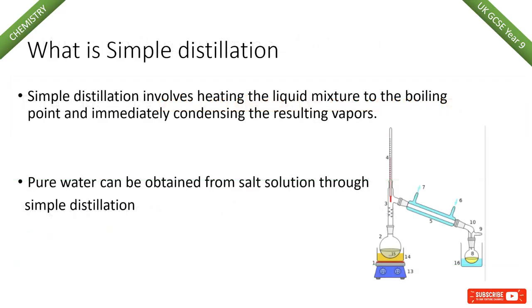What is simple distillation? Simple distillation involves heating the liquid mixture to the boiling point and immediately condensing the resulting vapors. Pure water can be obtained from salt solution through simple distillation. So it's a whole test you can do where you heat the liquid with the chemicals you don't want, and then the condenser will cool it down, and it will release the vapors. Then, in another flask, you will get the chemical that you need.